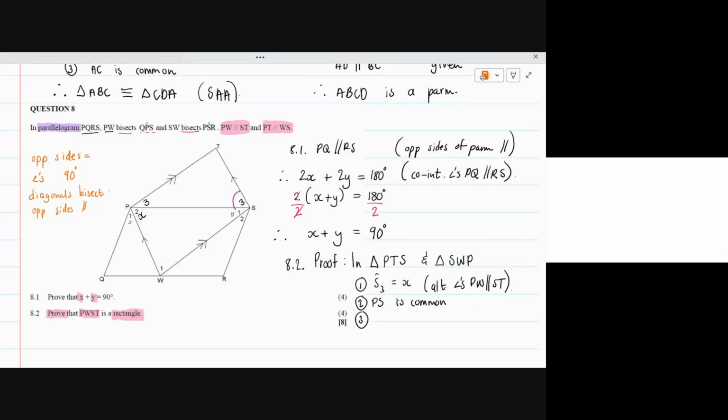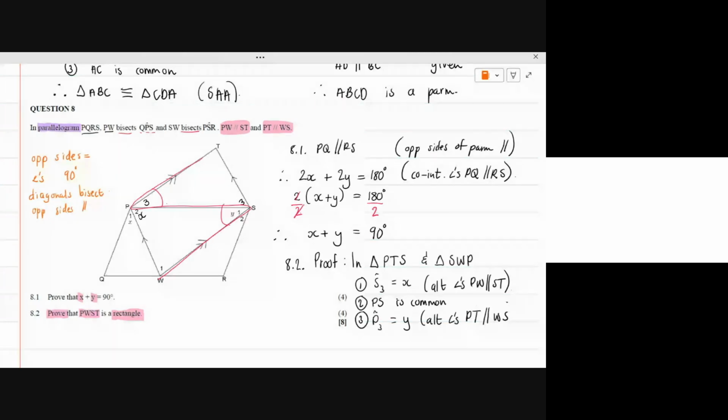Good, Abu. Let's see. P3 is equal to S1, which is equal to Y. Let's draw that and see how it looks. If I draw that, I know that that angle must equal that angle there. So I can then say P3 is equal to Y, and that's because of alternate angles. Our lines in this case will be PT is parallel to WS.